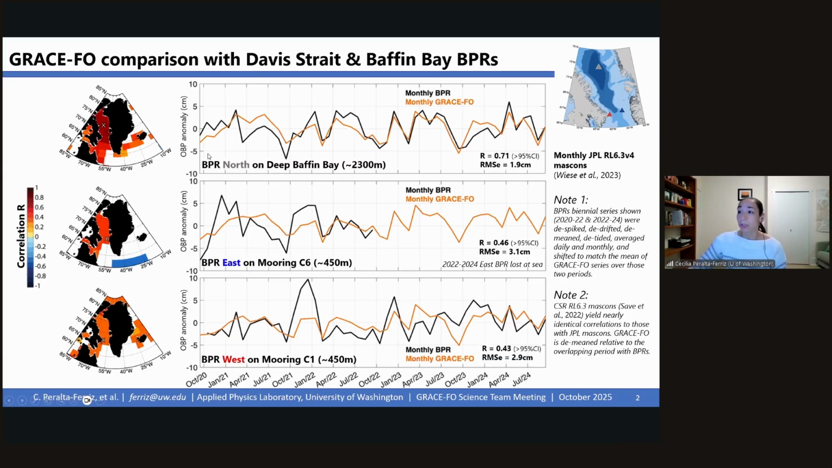And all these records are very highly correlated. Well, the one in the Baffin Bay is very highly correlated with GRACE. As you can tell, the correlation coefficient is 0.71. So this was a very, very nice surprise here.